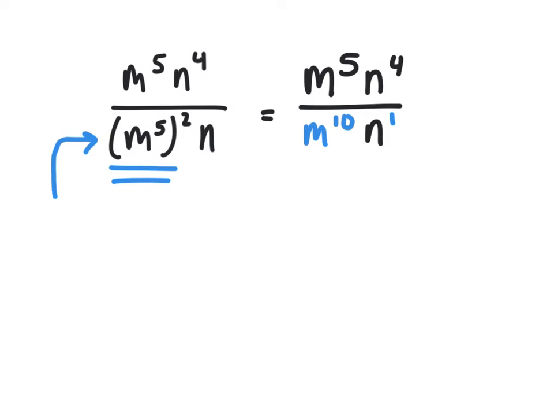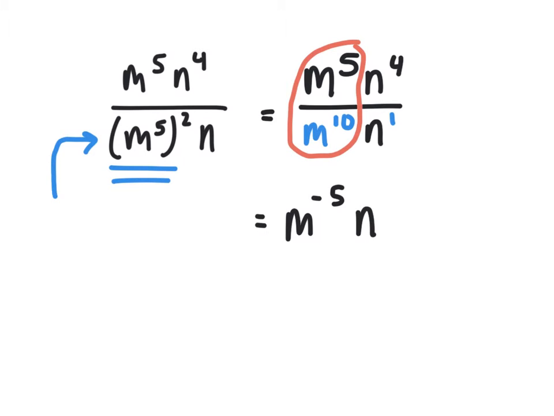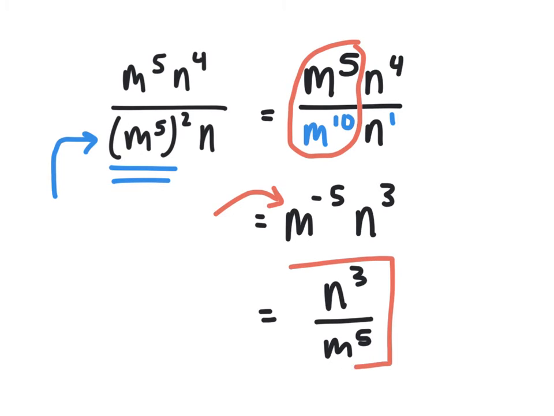Now we can do our quotients. We'll do the m's first. Be careful. This is m to the negative 5 because 5 minus 10 is negative 5. This is m to the negative 5. We'll throw that in a blooper reel. 4 minus 1 is 3, so that's just n cubed. And then, as you know, we're not going to leave this guy with a negative exponent. Instead, we'll write it in the denominator. So this is n cubed over m to the 5th. And that'll be the result of that division.